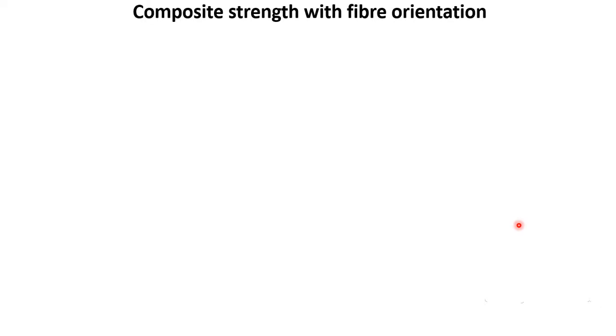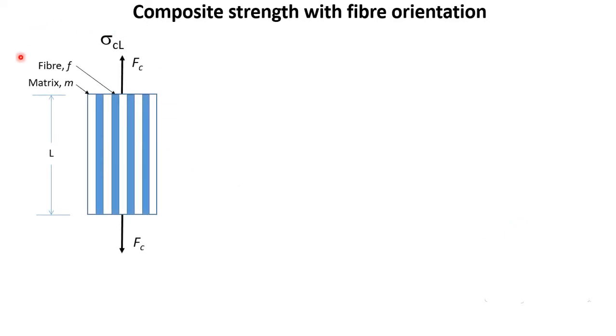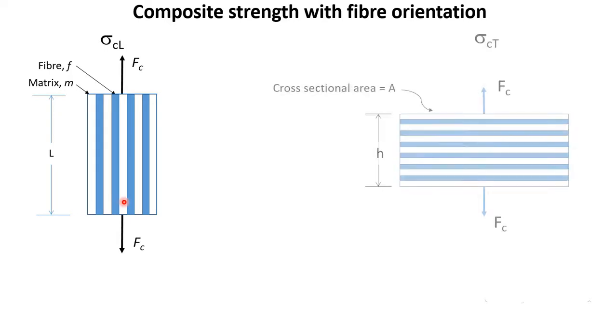Now, composite strength with different fiber orientation. So in the first example, we had longitudinal direction and we calculated the strength in the longitudinal direction using the rule of mixture. In the second case, for the transverse direction, we have seen that the strength of composite is half of the strength of the matrix. So between these two extreme values, how can we find out the strength of the composite in different orientation?